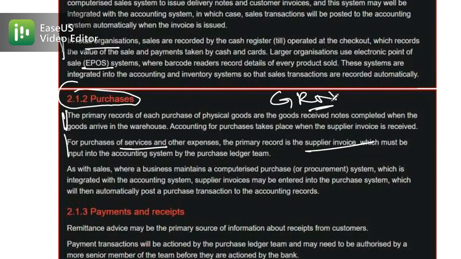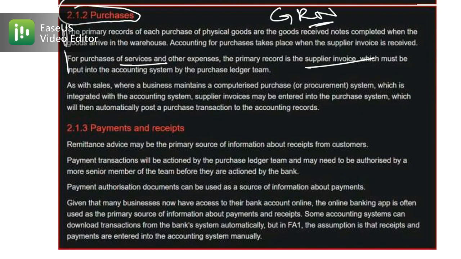Purchases start with a goods received note, which we call a GRN, and then supplier invoices. Both feed into the accounting system, either manually or automatically. These records are essential for financial reporting, audit, and compliance. Now let's move on to another topic, and that is payment and receipt.